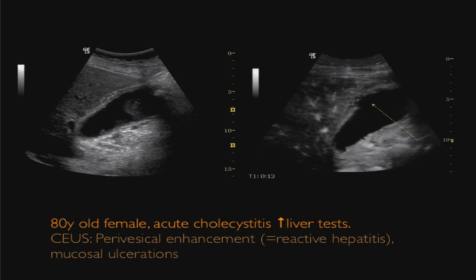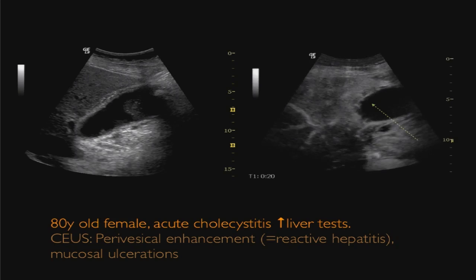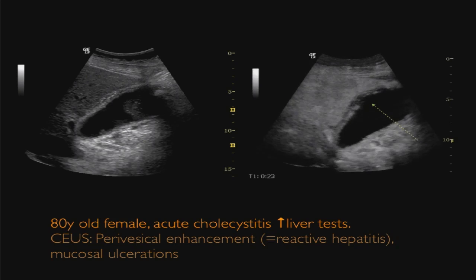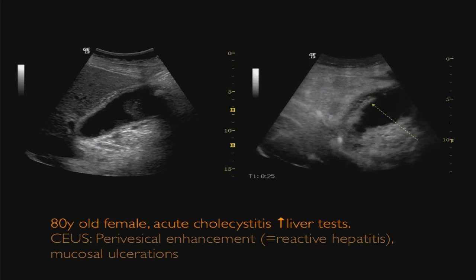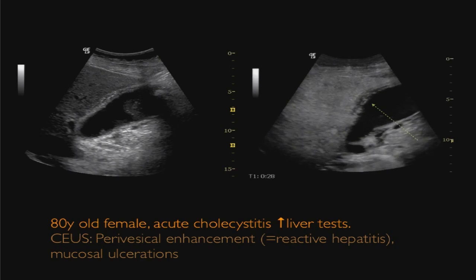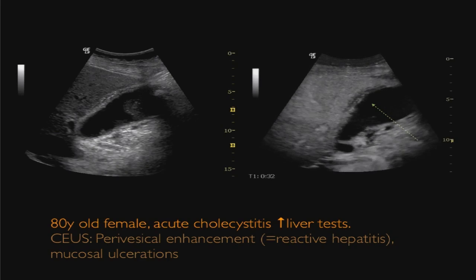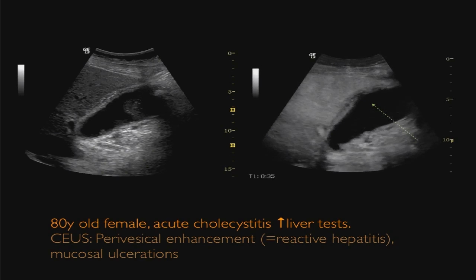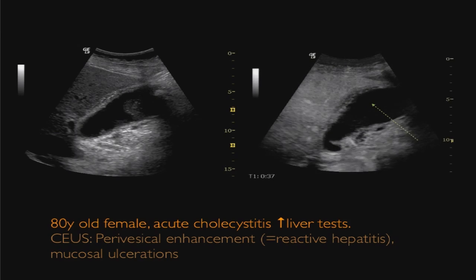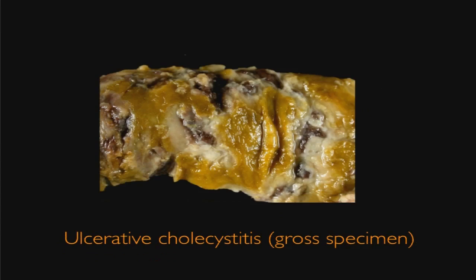So this is a patient with an acute cholecystitis. From a clinical point of view, this was a clear diagnosis. But what you can see here is an ulcerative cholecystitis. You can see here that the wall of the gallbladder shows these ulcerations very nicely. When we talk to our surgeons, they are convinced when they see these images, and the patient gets operated on the same day in order to prevent perforation. Okay, so this was the same patient. This is the gross specimen. So this is very impressive, and we do see that.